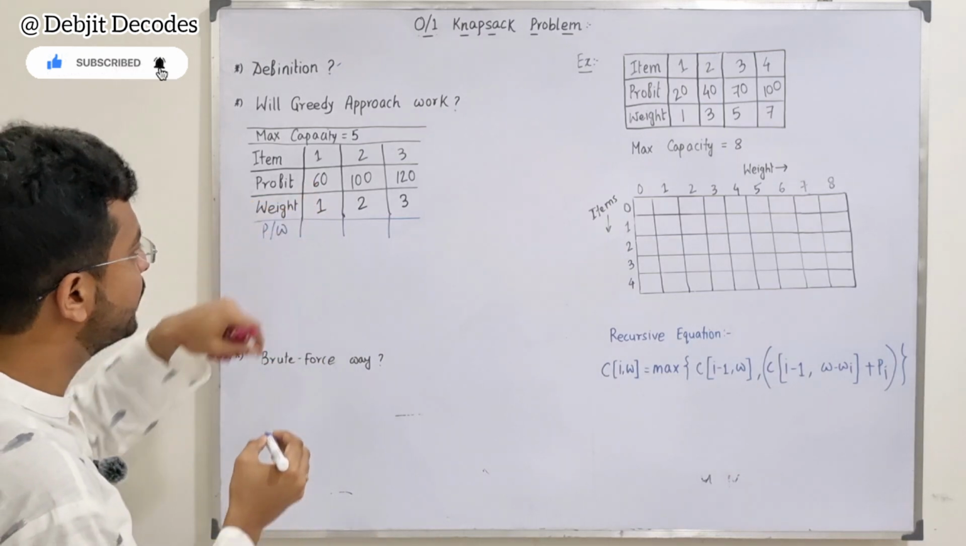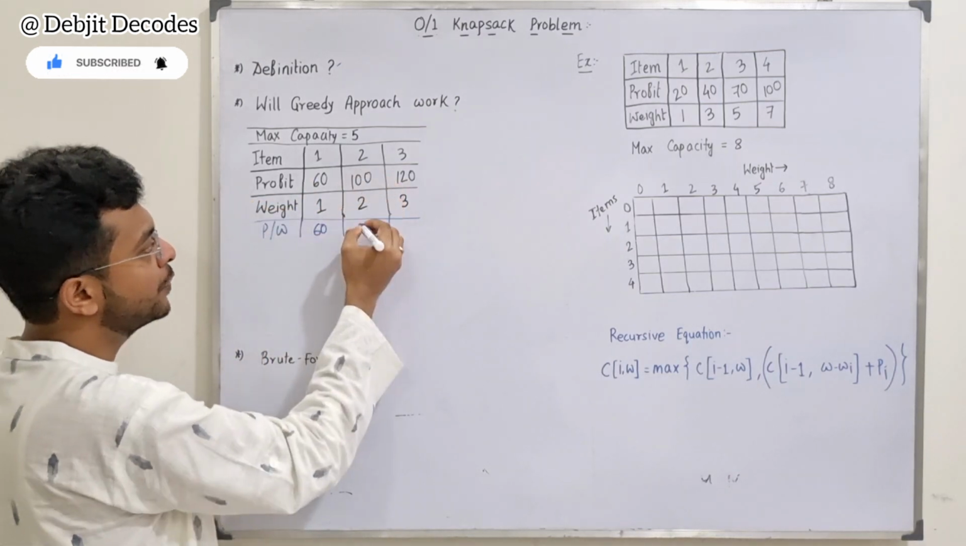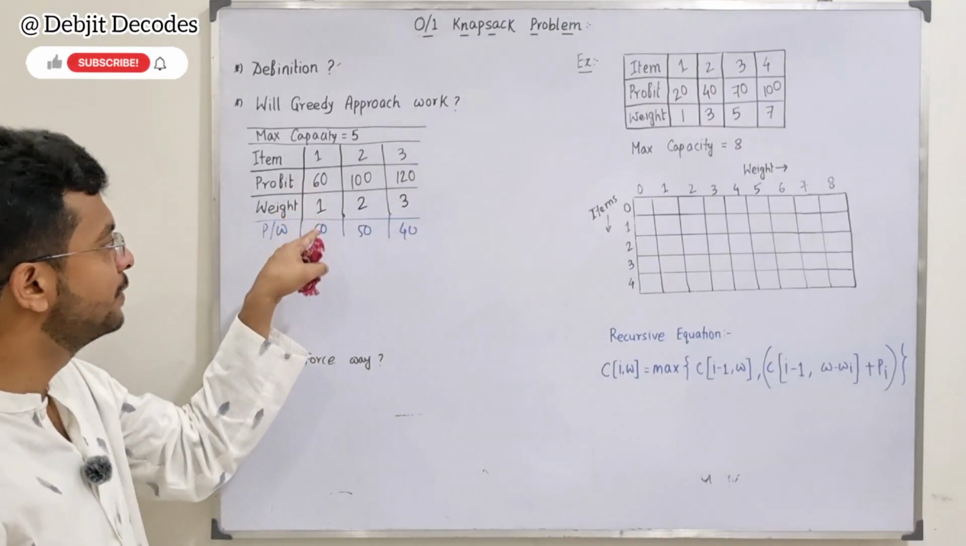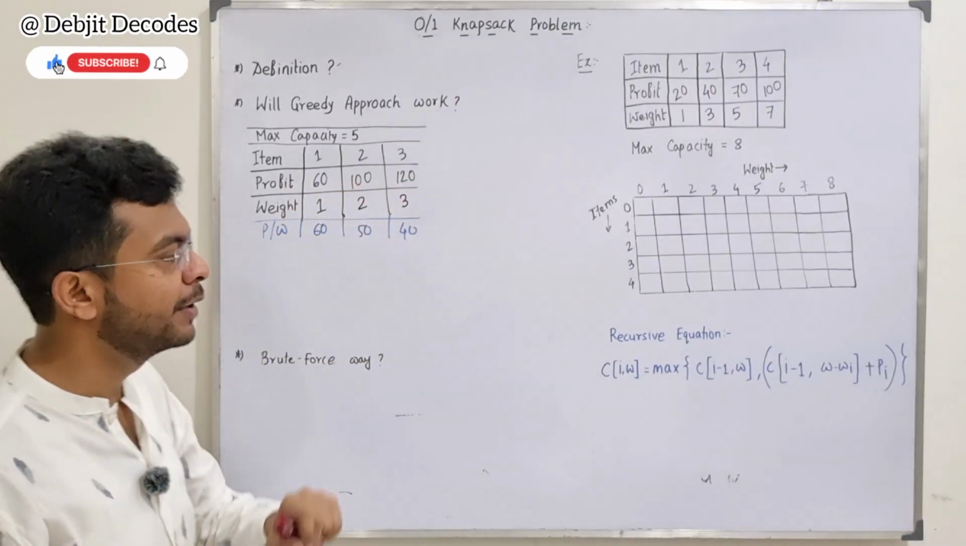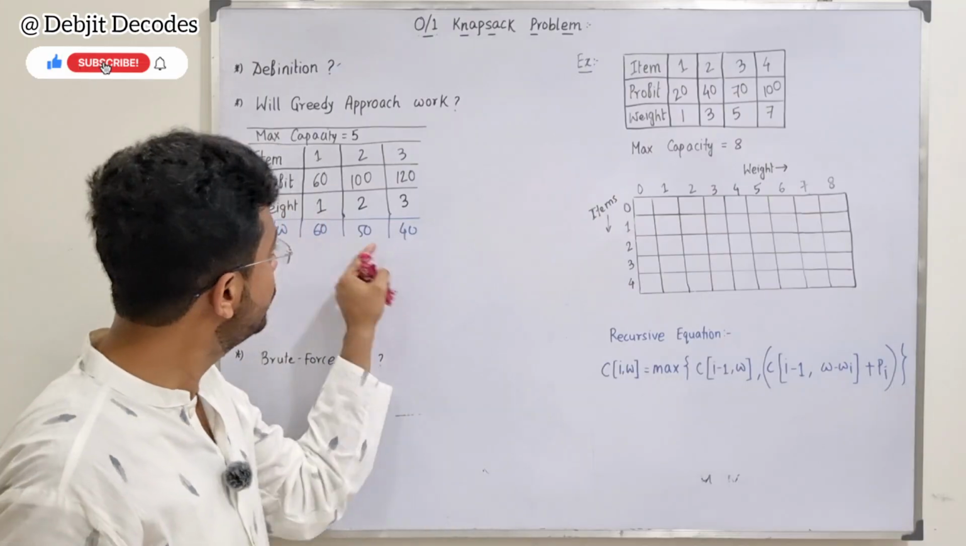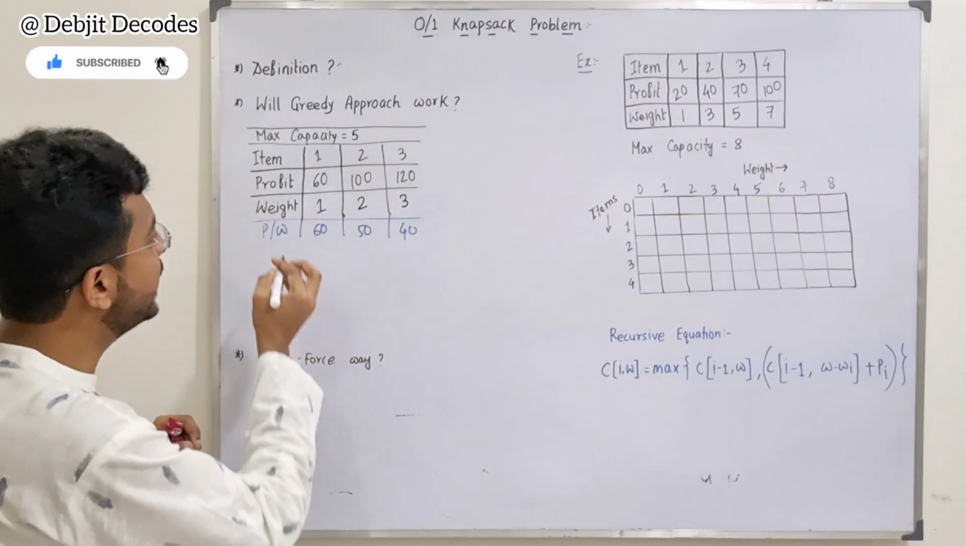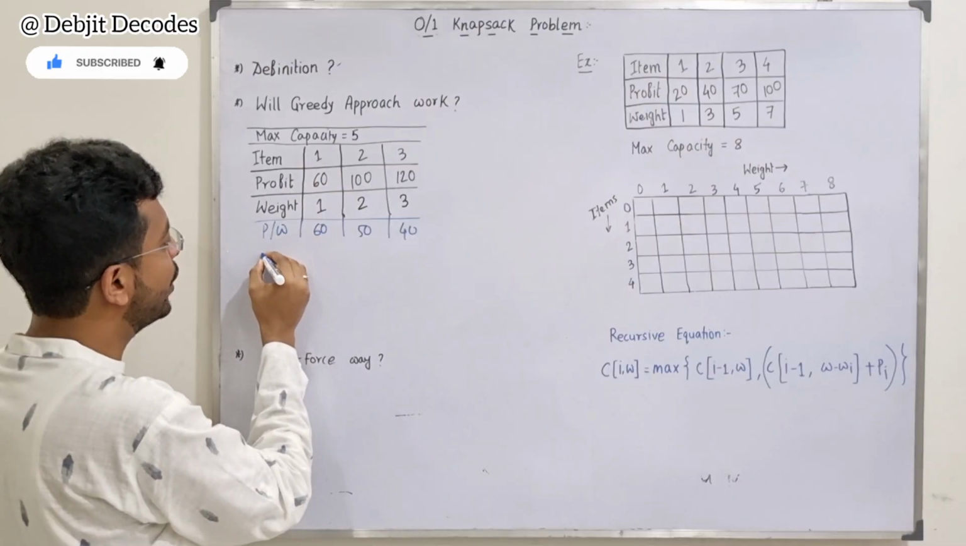So what is the ratio for the first element? 60. What is the ratio for the next element? 50. What is the ratio for the other element? 40. If you can see, 60 by 1, 100 by 2 and 120 by 3. Now according to the ratio, we are putting items inside the bag, right? So what is the first element that will be picked? This one, item 1. So item 1 is inside the bag.